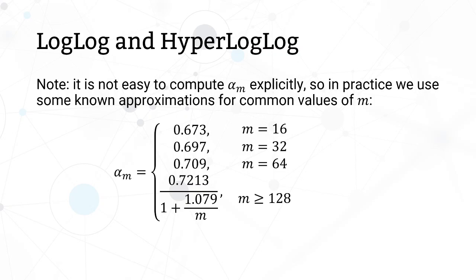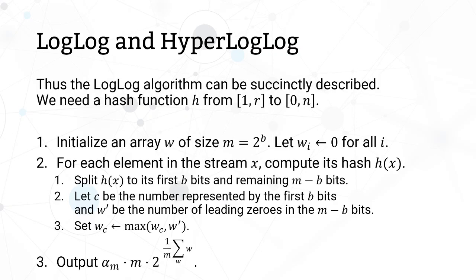Of course, a footnote: alpha m can be pretty difficult to approximate, so we have some common values of m and their approximations alpha m. And that's basically it. That's actually the LogLog algorithm already. All that it does is, as we said, initialize this W of size m. So these are the independent streams. This array W will store the estimates of the maximum number of leading zeros across all the elements in that stream. Whenever we see an element, we split it into the front and back. The front determines which of the streams it goes to, and the back we use to count the number of leading zeros.